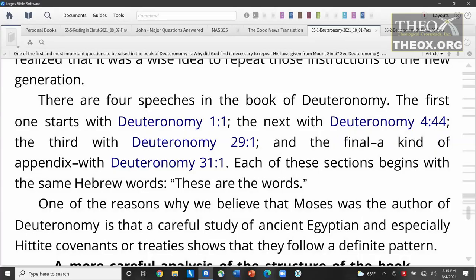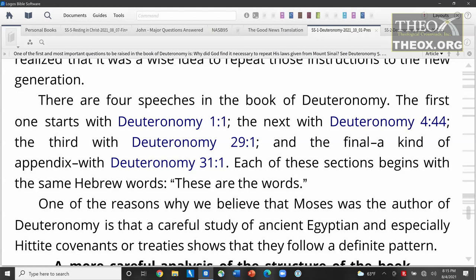It raises questions, but it need not raise questions. We need to understand what God is going to try to do, and we'll talk about that when we get to that part of the book of Deuteronomy, Deuteronomy 5. We've already suggested that there are four kinds of speeches in the book of Deuteronomy. The first one starts with Deuteronomy 1, verse 1, and talks about a lot of the early history. The next speech begins with Deuteronomy 4:44. The third with Deuteronomy 29, verse 1. And the final, a kind of appendix, begins with Deuteronomy 31:1.